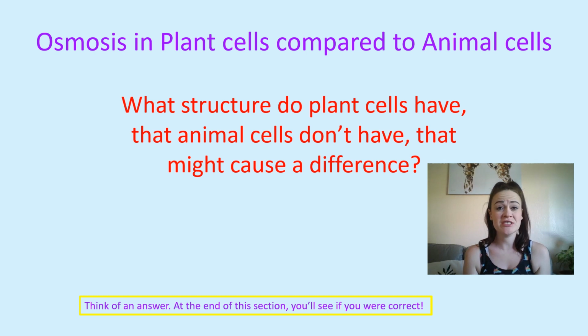Now, before we go into details of how plant cells and animal cells will behave differently when water is entering them or exiting them, we have to think about cell structure. What structure do plant cells have that animal cells don't have that might cause a difference in how they react when water comes into them? Now, we're going to come back to that question, but have a little think now. You should already know about 3 structures that plant cells have that animal cells don't. Which one might influence how they respond to osmosis, water coming in or water going out?